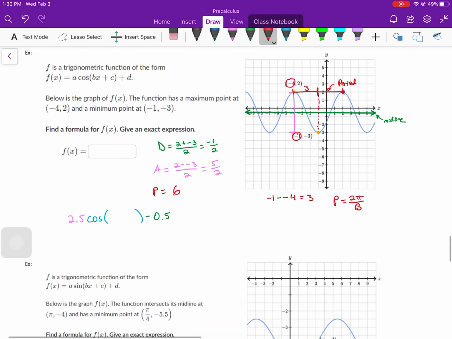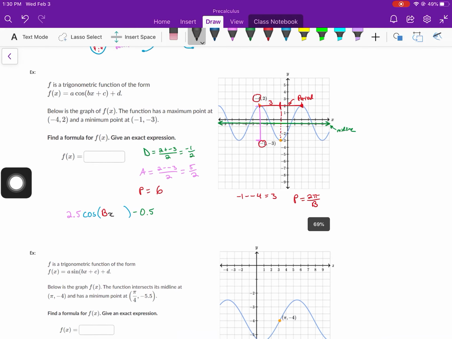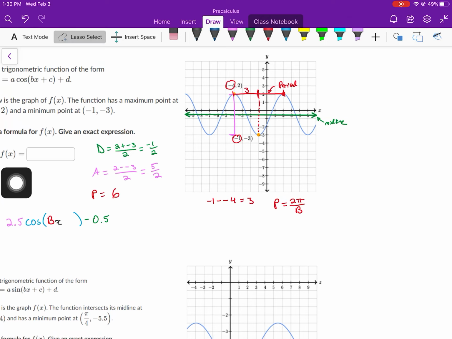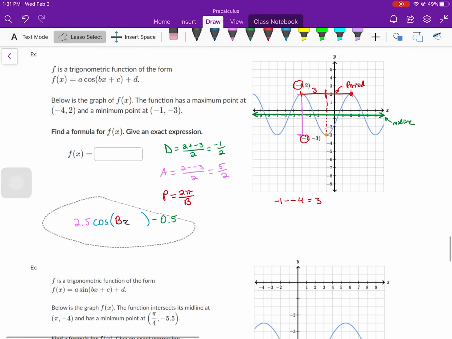So we want b, because it's bx. Remember? That's what we see here. I'm using capital letters because that's what we've been doing. So this is like the one trick here, coming up with that period.